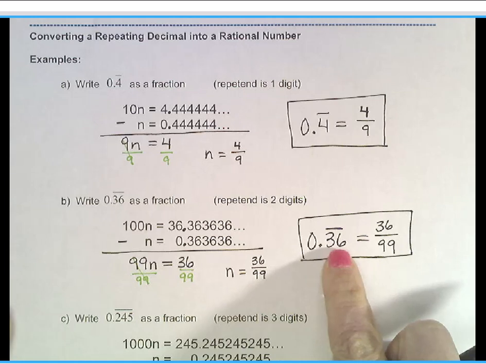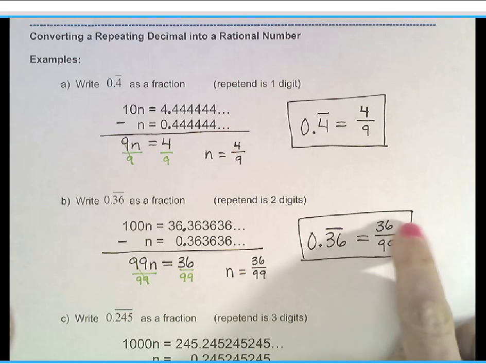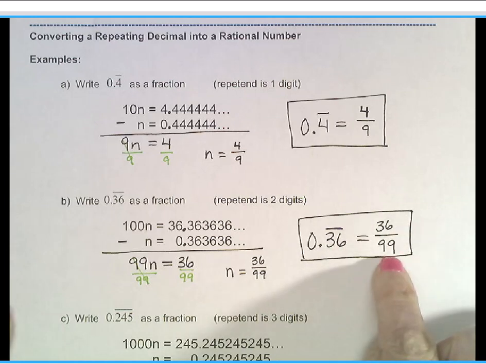So what was the repeating block? 36. What ended up in the numerator? 36. Did we fill in underneath with hundreds? No. 99.